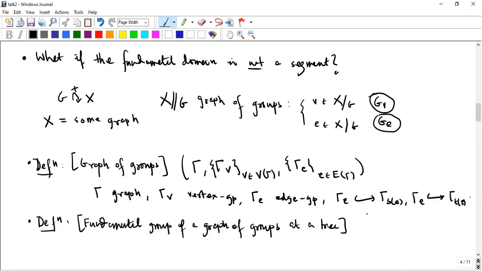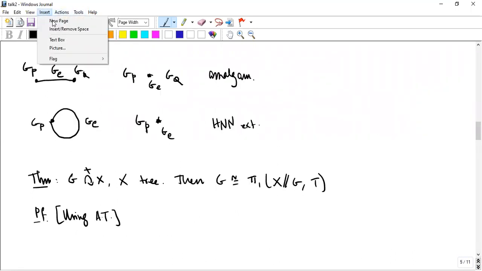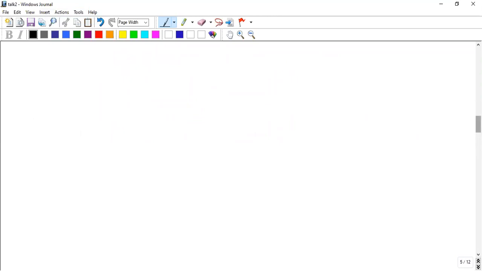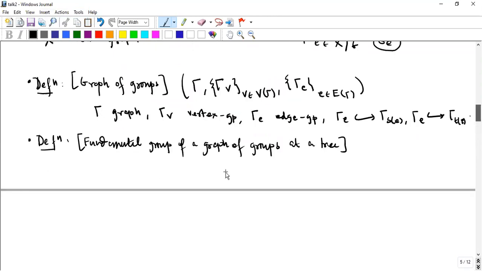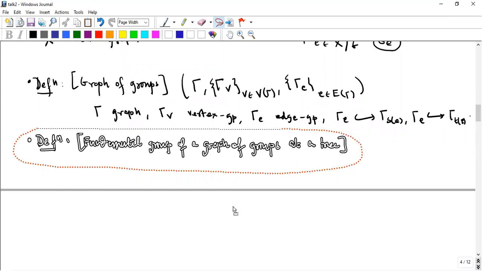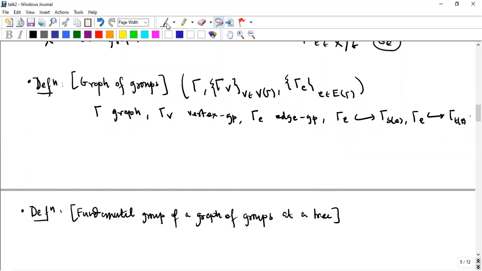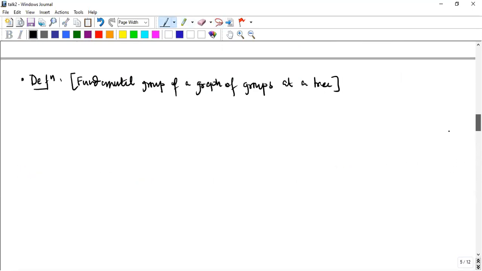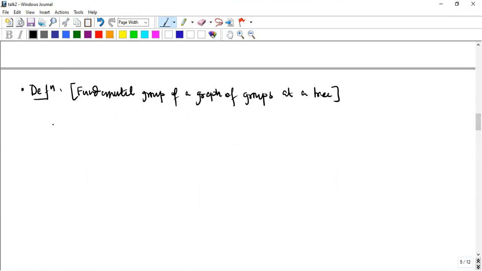So here is another notion, and to introduce that I should start a new page. Here is another notion, which is the fundamental group of a graph of groups. So suppose you have a graph of groups, gamma_V, gamma_E.